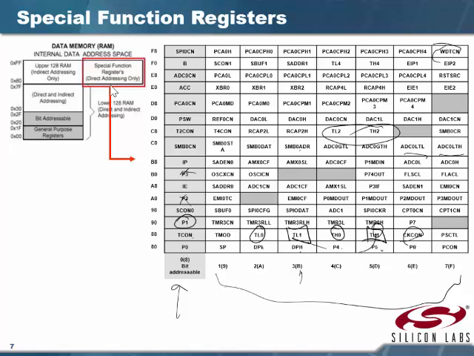Then we've got TL4 and TH5, that's our timer 4 data. EIP 1 and 2, I don't know what those are off the top of my head. D0, that's the PSW. Boy, I should know that. We're going to cover it in a minute again. I just drew a blank on that. That's our program status word.